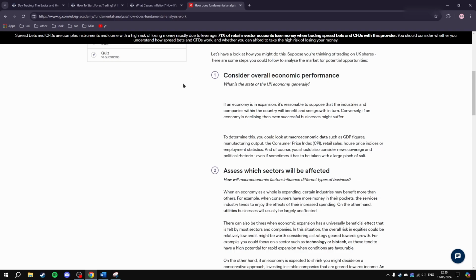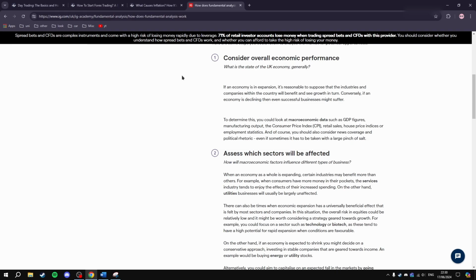To determine this, you could look at the macroeconomic data such as GDP figures, manufacturing output, the consumer price index, CPI, retail sales, house price indices, or employment statistics. And of course, you should also consider news coverage and political rhetoric, even if sometimes it has to be taken with a large pinch of salt.